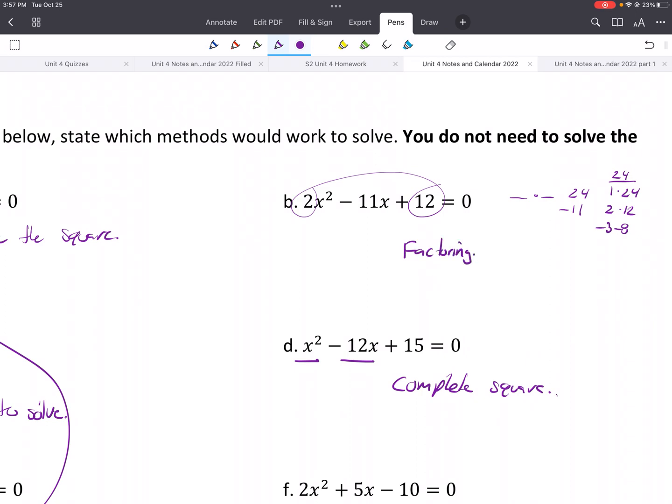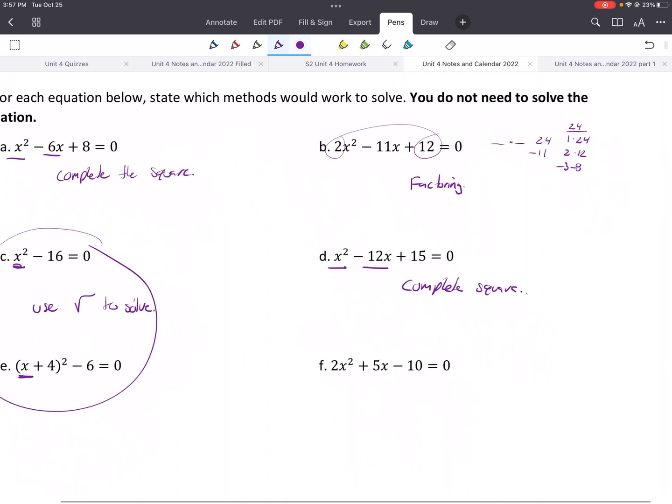Okay. And then for f, again, we can't use square roots to solve. We can't complete the square. So we want to check and see, can we find something that multiplies to negative 20 and adds to 5? So for 20 we have 1 and 20. That can't give you 5. 2 and 10 can't give you 5. And 4 and 5 can't give you 5. So this has to be the quadratic formula.